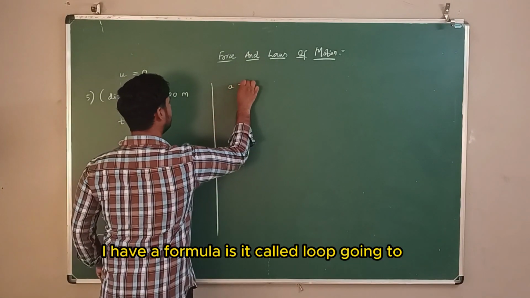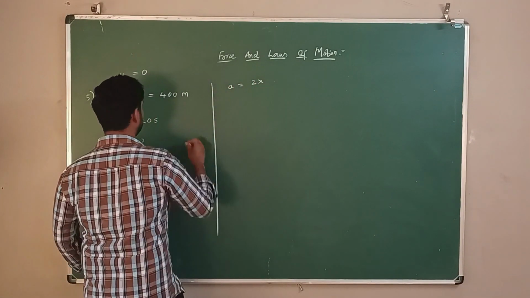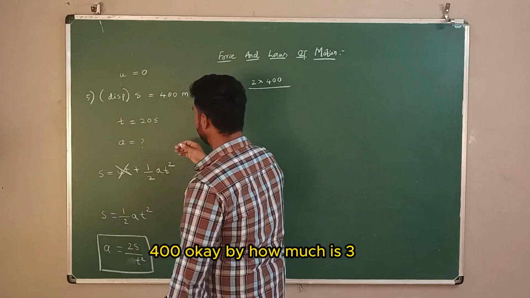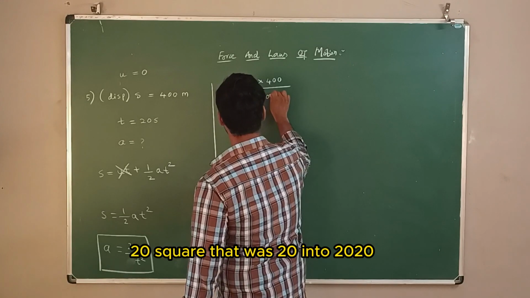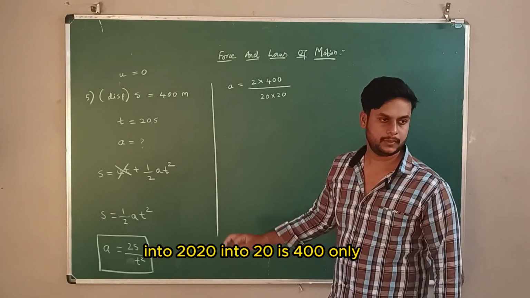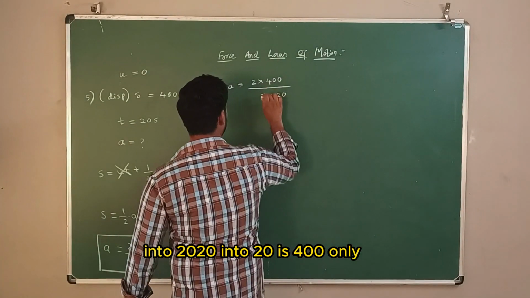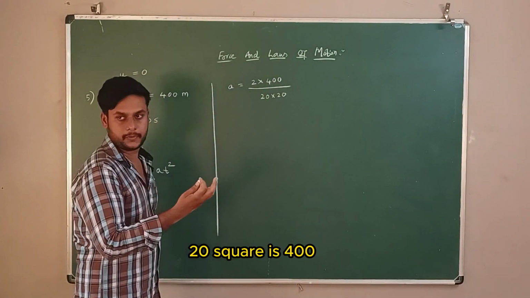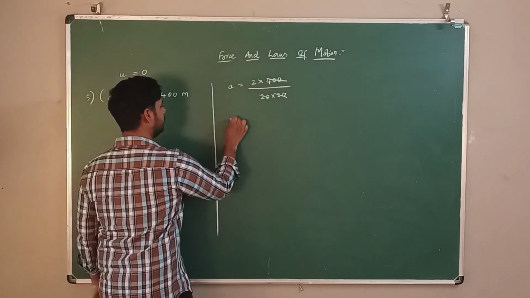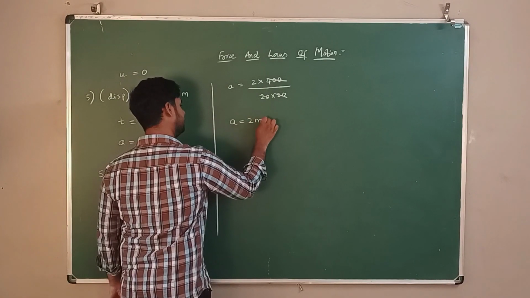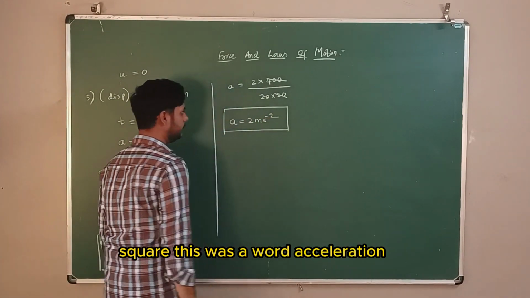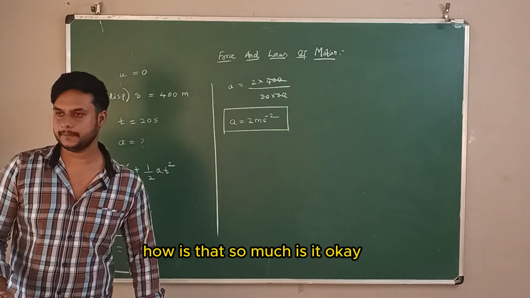A is equal to 2 into, how much is S? 400, divided by T square. How much is T? 20 square. That means 20 into 20. 20 into 20 is 400 only, no? Yes or no? 20 square is 400. So 400 and 400 cancel. What is remaining? So acceleration was how much? 2 meters per second square. This was our acceleration. How is the sum? Easy?